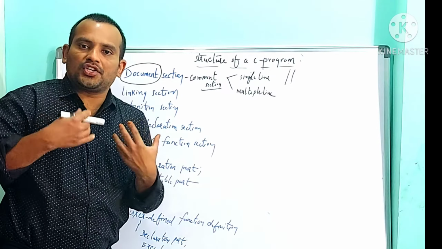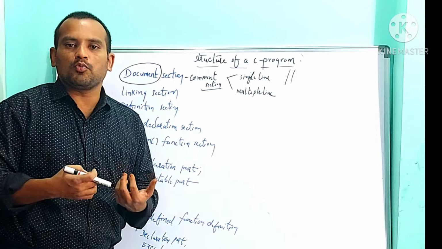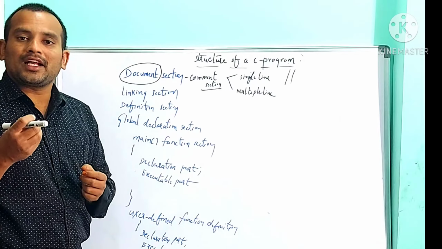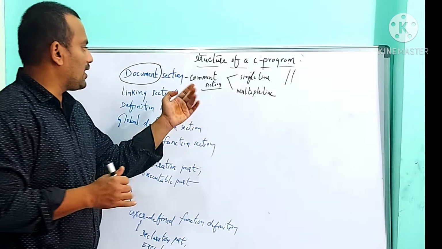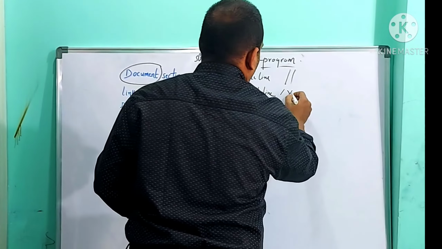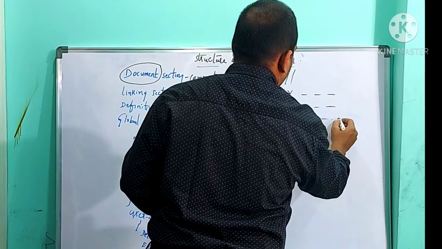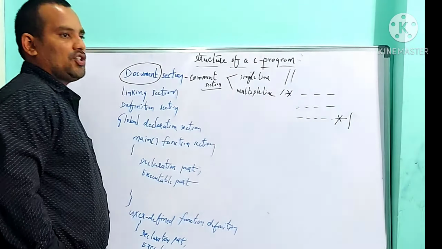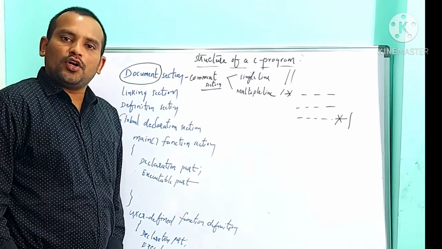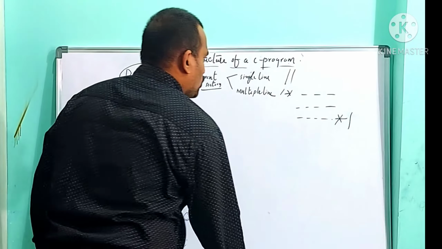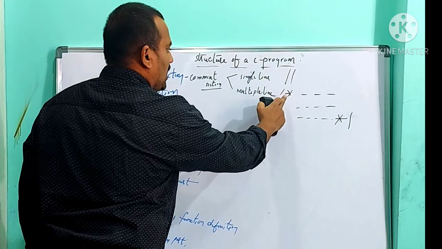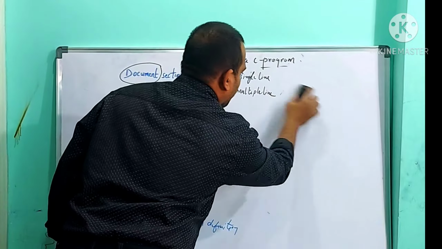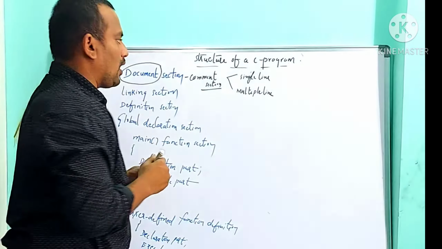Suppose my documentation contains more than one line, meaning multiple lines. Then you can use a multiple line comment. Multiple line comment starts with slash star, some information in multiple lines, and finally ends with star slash. Slash star followed by star slash. Understood? Single line comment starts with the double slash, multiple line comment starts with slash star followed by star slash.